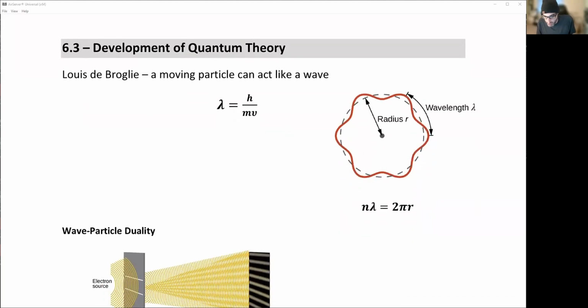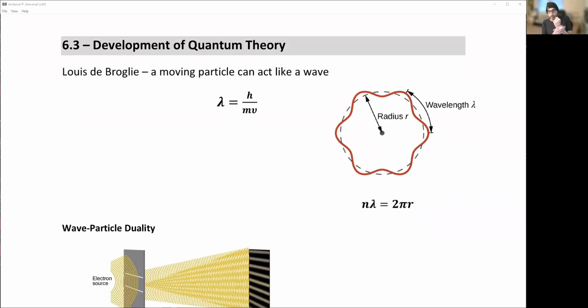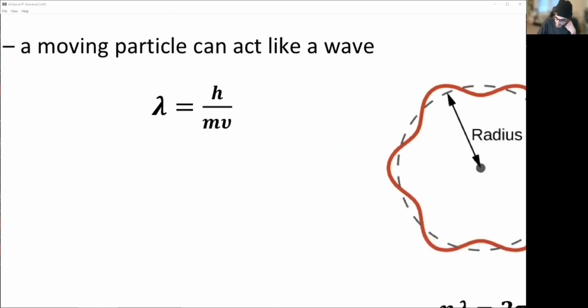Okay, so let's take a look at 6.3, development of quantum theory. So we saw that light is a wave, and it acts like a wave. Louis de Broglie said, okay, how about a small fast-moving particle or any moving particle? Can it also behave like a wave? So he developed this concept of basically saying that fast-moving particles can act like a wave and they can be treated the same exact way. So he developed this wave equation based on that concept.